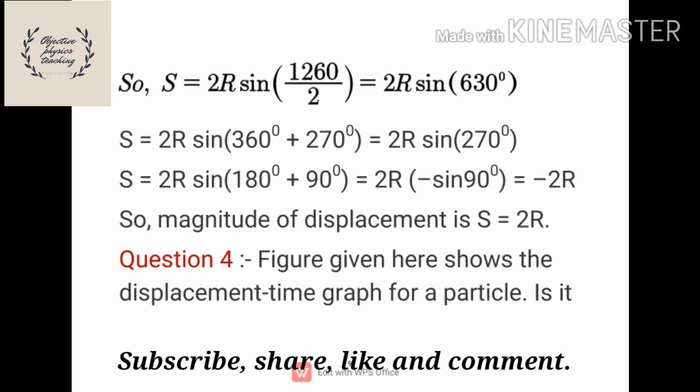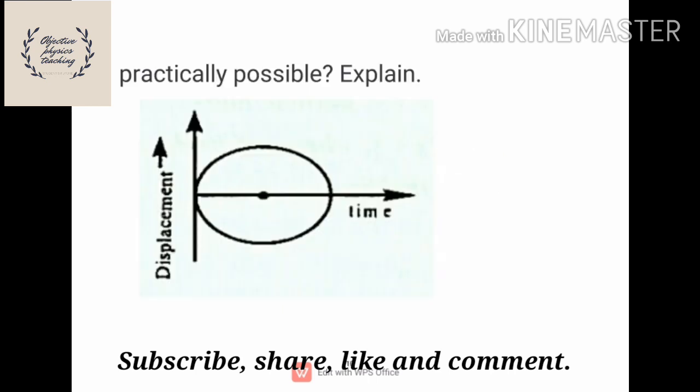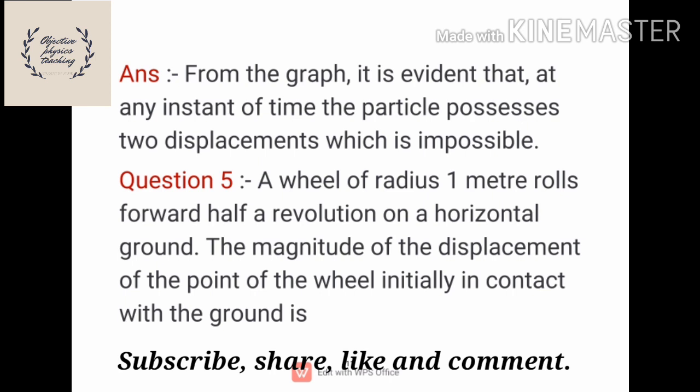And next one, another problem based on displacement, that is question 4. The figure given here shows the displacement time graph for a particle. Is it practically possible? Explain. So observe the diagram. The diagram is like this. By observing this diagram, you can get one idea, that is at any instant of time the particle possesses two displacements, which is impossible. Therefore that graph is not practically possible.